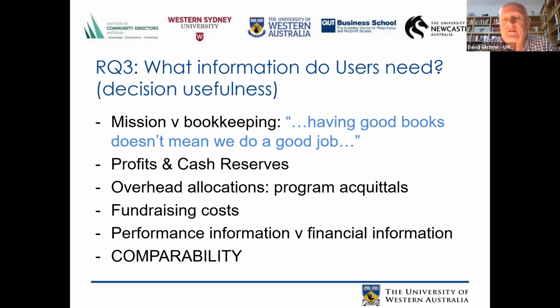Performance information versus financial information was also identified, and I mentioned that quote in the first part of this slide, where mission versus bookkeeping was a big issue. Probably, though, the most significant issue for users, for preparers, and also for auditors in relation to what information users need was the issue of comparability. One of the key things that came out of discussions in roundtables was that current Australian accounting standards provide too many options for not-for-profits and charities, and therefore those organisations are far less comparable than they might otherwise be. A lot of people in these roundtables were very keen to see the options reduced in order that comparability was more effective between organisations.